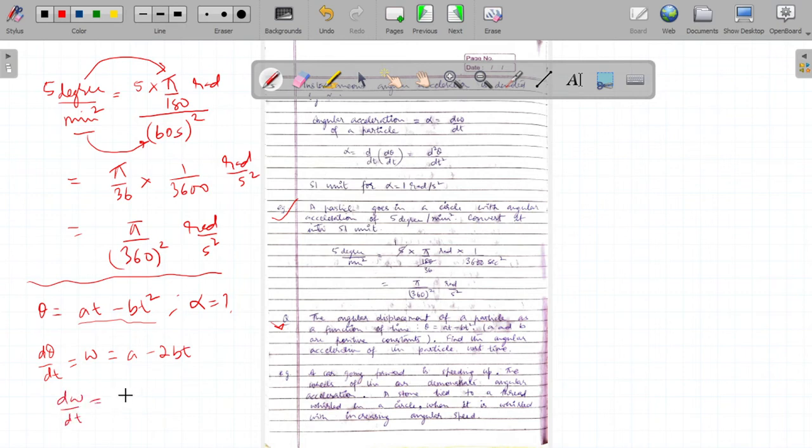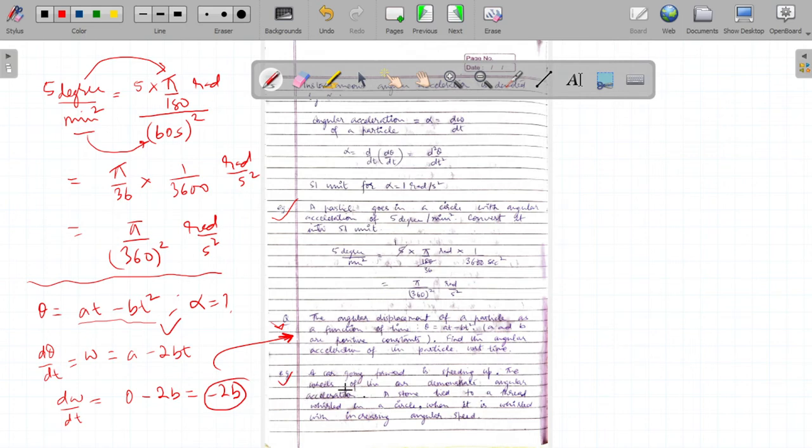and then differentiating the value of omega again, you would get 0 minus 2b. So that means the angular acceleration of the particle following this particular law would be minus 2b. Let us take an example.